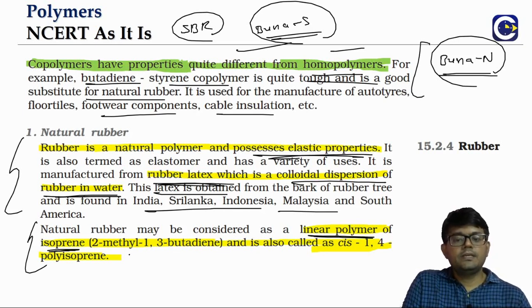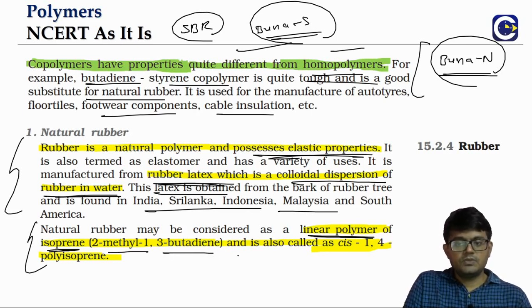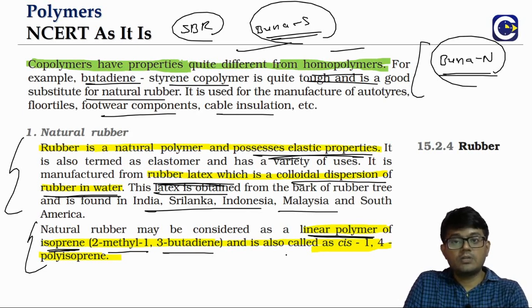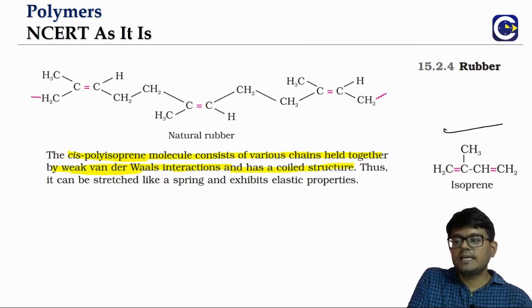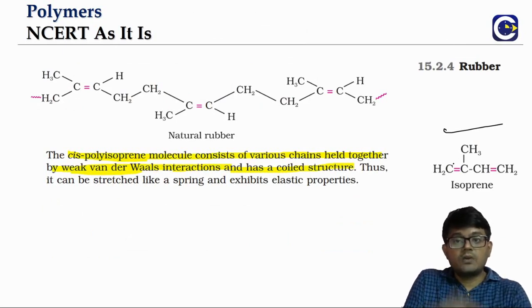So what is isoprene? 2-methyl-1,3-butadiene. So it's a cis form. The natural rubber is a cis-1,4-polyisoprene. So we'll see what it is. So isoprene is what? This is the isoprene. Okay. So isoprene, when it is undergoing the polymerization, look at how it will undergo polymerization.